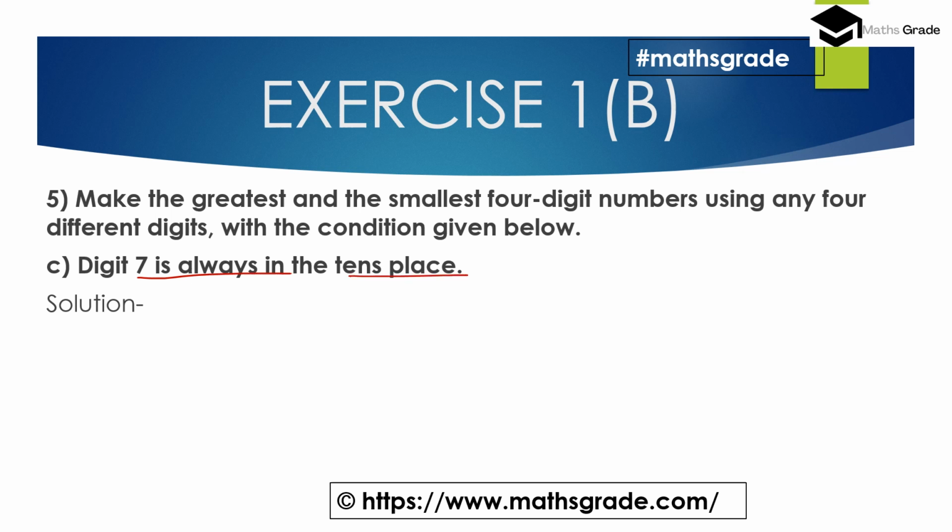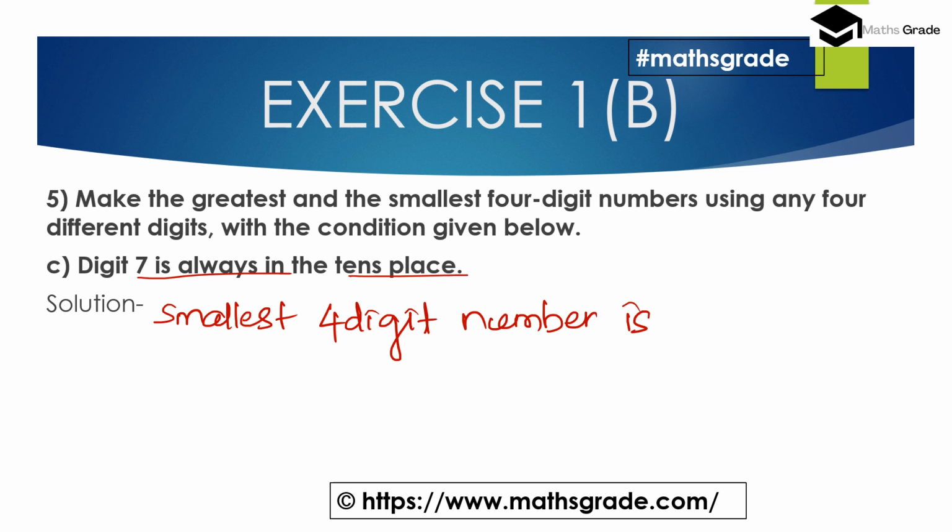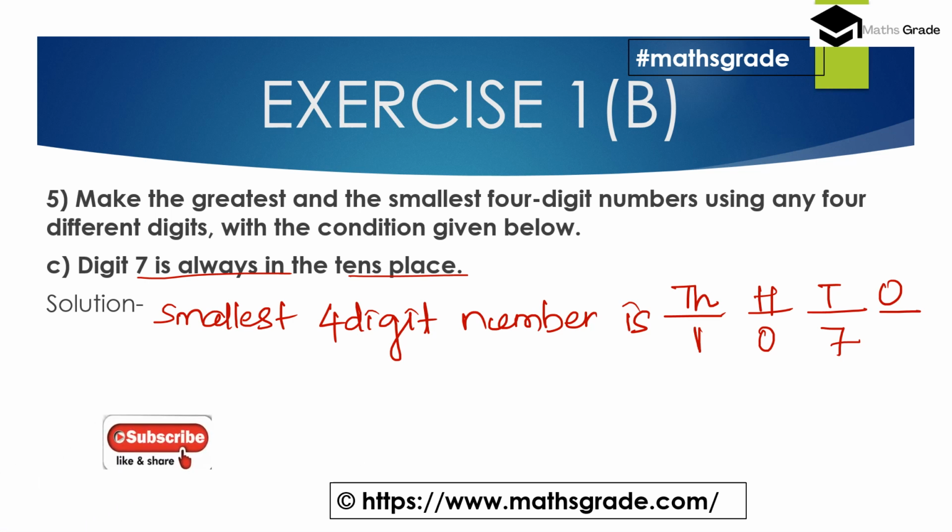Digit 7 is always in the tens place. We have to make the greatest and the smallest four digit number. So the smallest four digit number will have digit 7 always in the tens place. The places are thousands, hundreds, tens and ones. 7 is always in the tens place. So the smallest digit is 0. After 0 it is 1. So we place 1 at the thousands place. Then 0, the smallest digit, at the hundreds place. 7 is given as the condition, so it is 7 at the tens place, and after 0, 1, the smallest digit is 2. So the smallest four digit number will be 1072.